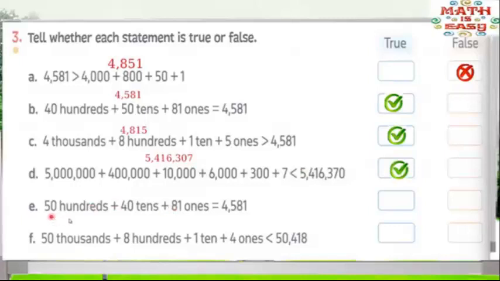Next one, 50 hundreds plus 40 tens plus 81. Write the number before making anything. Write the number in standard form.